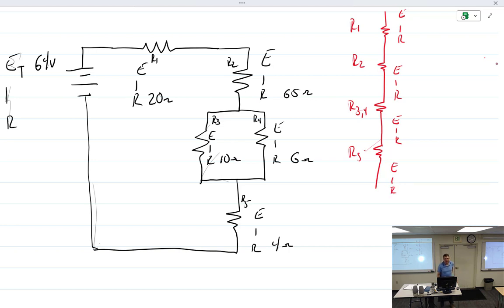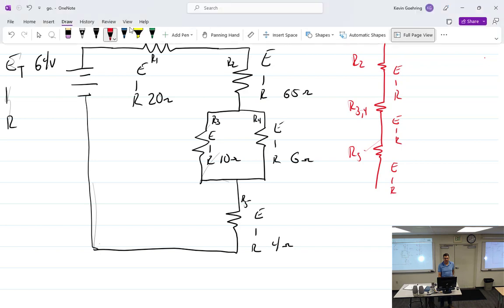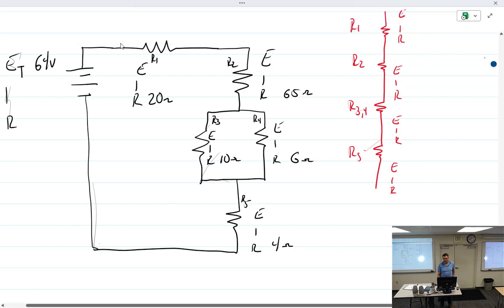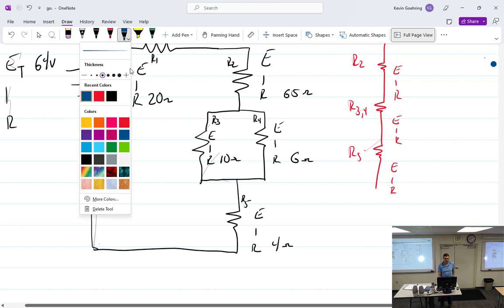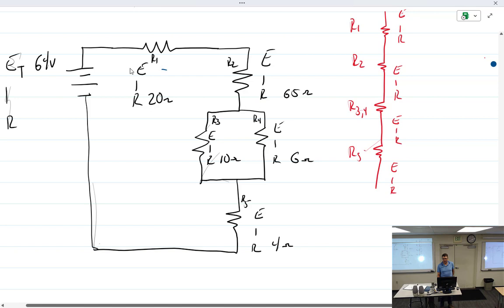All right, so R1 is just R1, nothing different about it. R2 is just R2. R3 is obviously combining 3 and 4, and R5 is right there. So we fill in what we know. This is 20 ohms. This is 65 ohms. How many ohms is R3? 3.75 is what I hear.